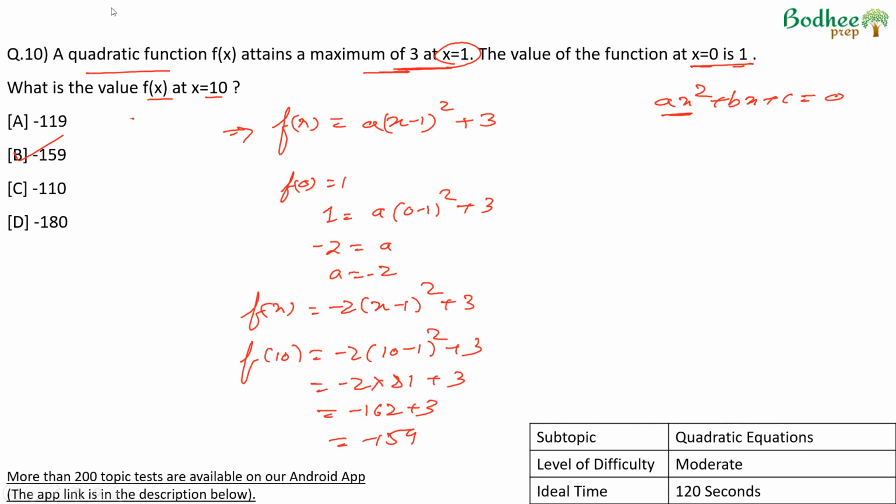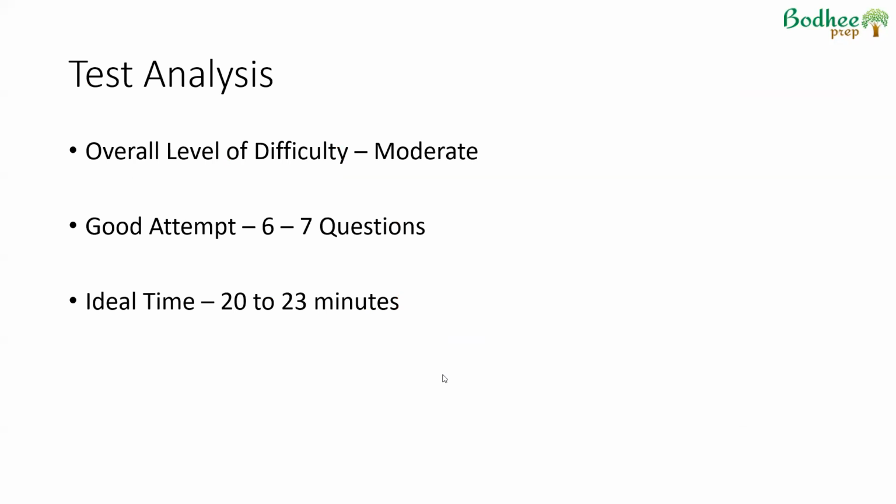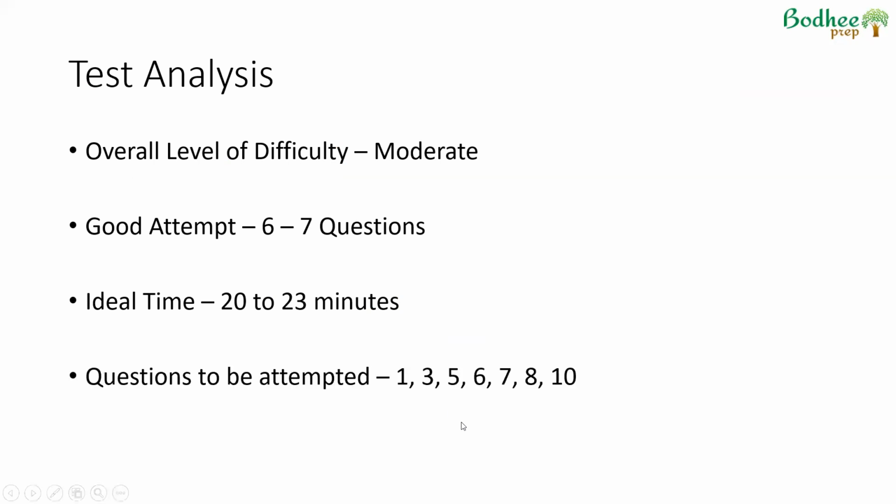Now, in terms of difficulty level for the overall test, as said initially, moderate level of difficulty, something easy to moderate. 6 to 7 questions, net correct would be a good attempt. And for those questions, 20 to 23 minutes should be good enough time. If I had to choose 7 questions out of these, my selection would be 1, 3, 5, 6, 7, 8, 10.